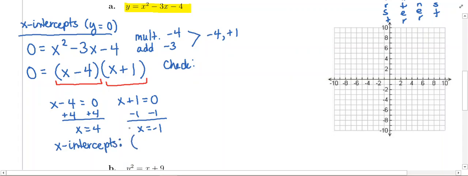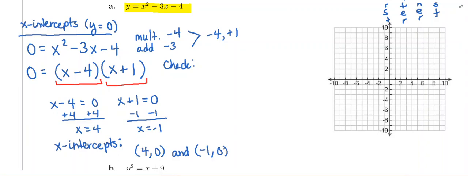So the first x-intercept here is going to be x equals +4. That's the x value, and then the y value, remember, is 0. And the other x-intercept is going to be -1, and the y value is 0. So those are the x-intercepts. Remember, we are going to be making a graph of this equation. We can already plot these 2 points on the graph.